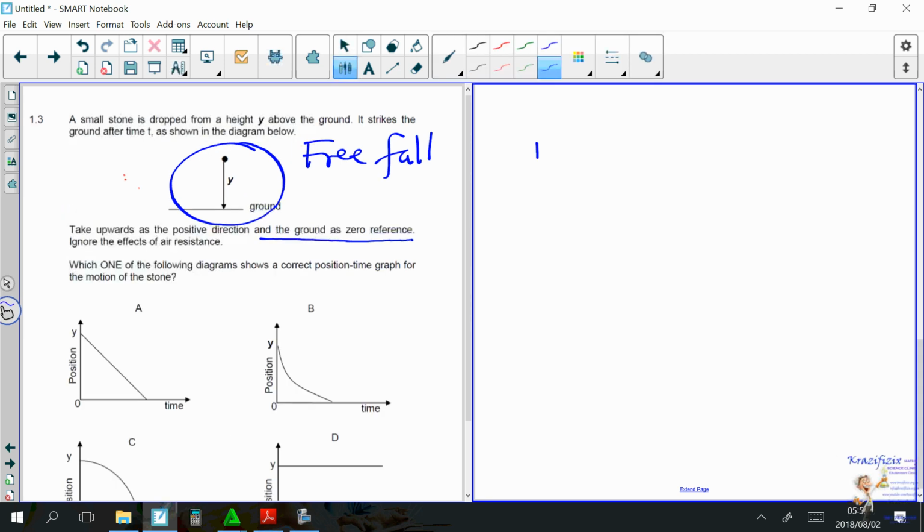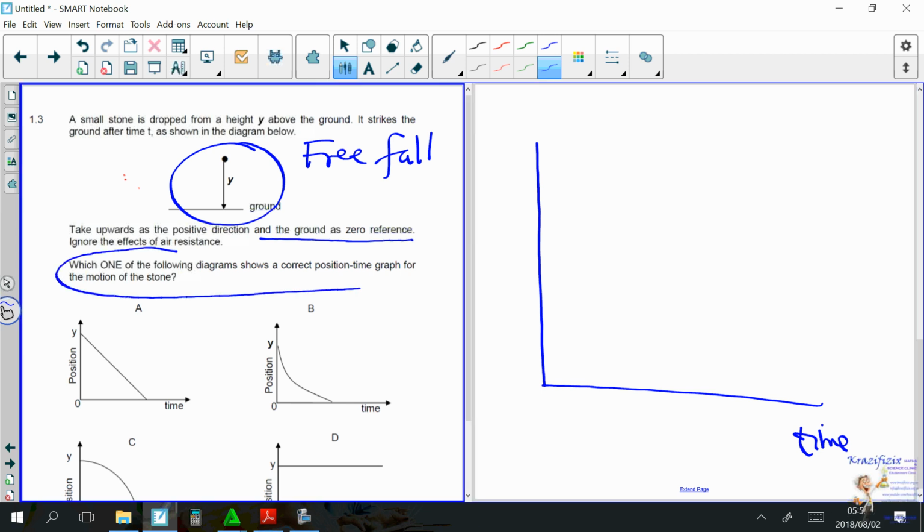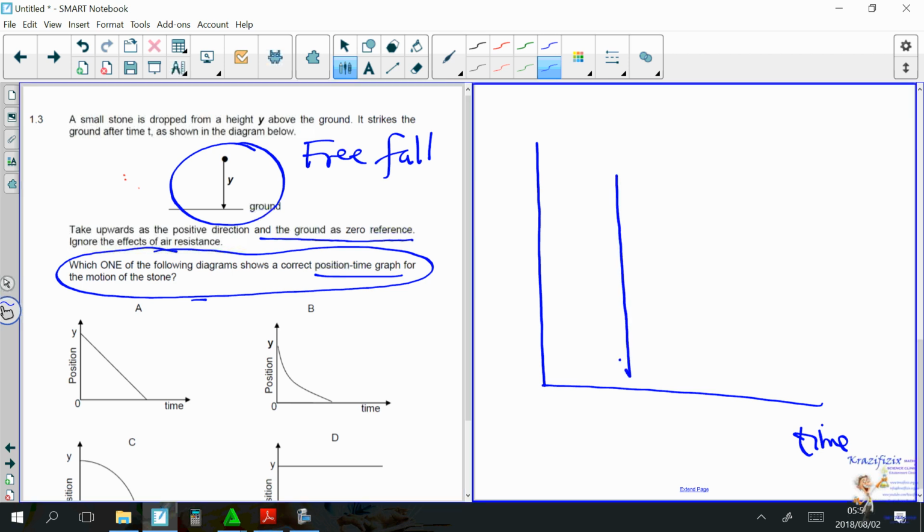Let's try to find our answer first. Object is dropped. Now remember, this is time. We want which one of the following diagrams shows the position? Now guys, it's not going to come down straight like this. It's wrong, because if you do this, it means time is the same. So this is wrong. What we actually do is this.